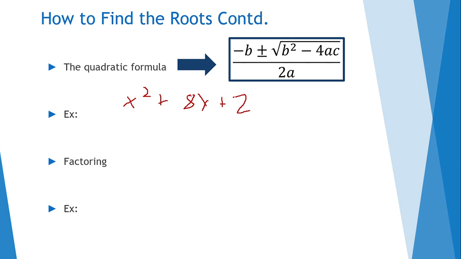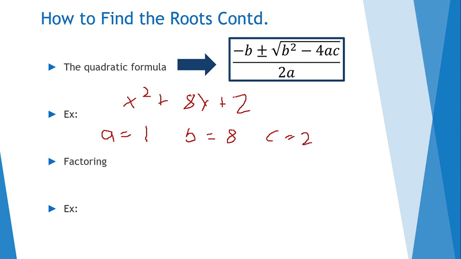So our a term is going to be 1, since there's no coefficient next to x squared, but we know that x squared exists, so we can imagine that there's a 1 next to that x squared. Our b term is what's going to be next to that x, so we see that there's an 8 and it's positive, so b will just be 8. And our c term is going to be 2, it's that constant term.